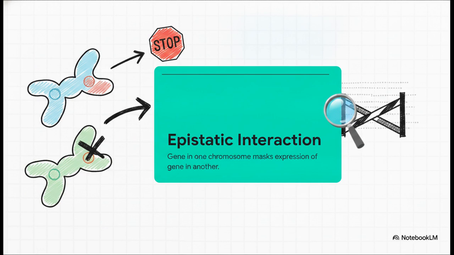It happens when a gene or maybe a pair of genes in one chromosome steps up and completely alters or masks the expression of a gene in an entirely different chromosome. The original instructions? Oh, they are still sitting right there in the blueprint, but they've been totally silenced.